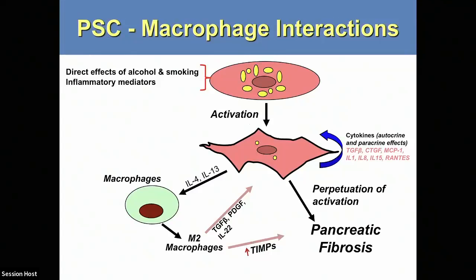We know that pancreatic stellate cells can be activated by the alcohol, smoke compounds, and inflammation mediators. Once activated, the stellate cells will produce growth factors and cytokines, which could form paracrine and autocrine loops, perpetuating the activation of stellate cells, leading to pancreatic fibrosis. Stellate cells can also produce interleukin-4 and 13, which can polarize macrophages into a M2 phenotype or a profibrogenic phenotype, and the macrophages can produce TGF beta and PDGF. These will act on stellate cells, forming a feed-forward loop. And we also know that M2 macrophages can increase the production of TIMPs, which thereby reduce the degradation of collagen and further promote pancreatic fibrosis.